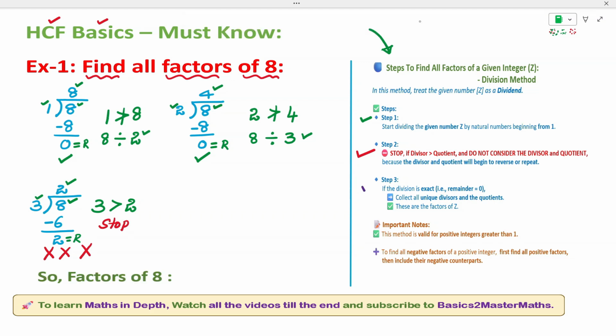Finally, collect all unique divisors and quotients where the division is exact. In this case, they are 1, 8, 2 and 4. So, factors of 8 are 1, 2, 4 and 8.